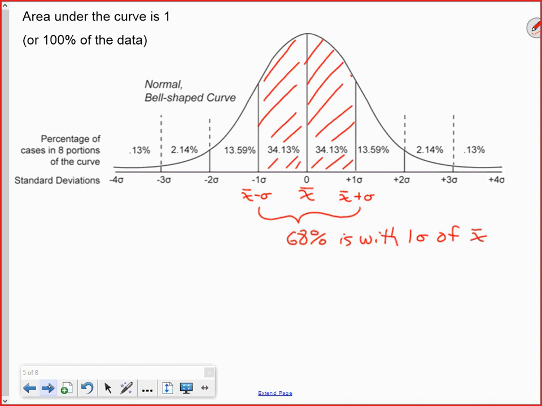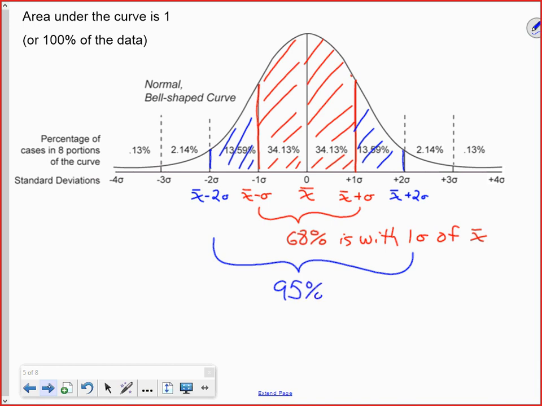And we can continue this on. In the next section, we go from 1 standard deviation out to 2 standard deviations. So this would be the mean plus 2 sigma, and down here it would be the mean minus 2 sigma. If we look at each of these two blue shaded regions, you can see from the graph that each one contains about 13.5% or 13.6% of the data. Again, it's symmetric on either side. So in total, this region that is within 2 standard deviations of the mean contains 95% of the data.